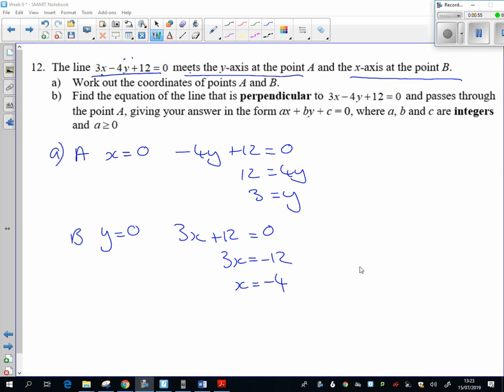Okay, and it does say coordinates of A and B, so let's make sure I give those properly. So the coordinates of A is (0, 3), and the coordinates of B is (-4, 0).